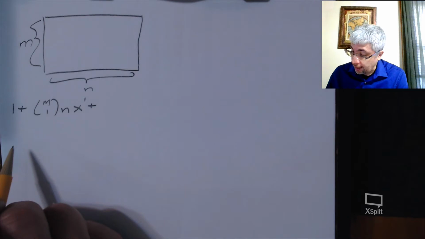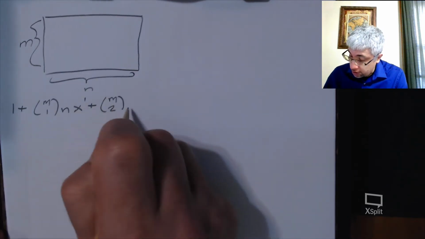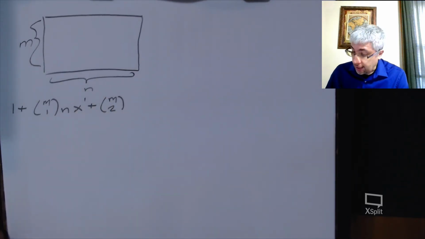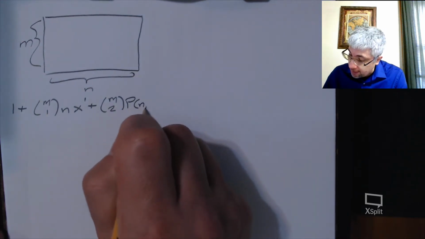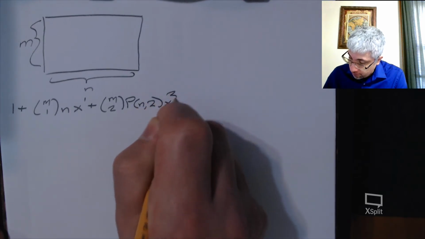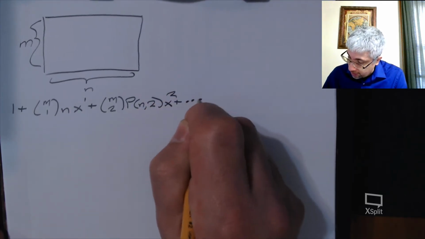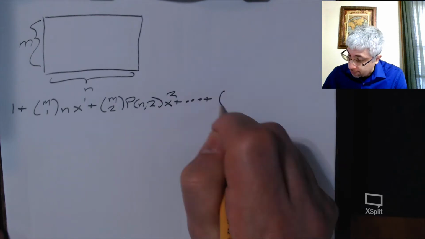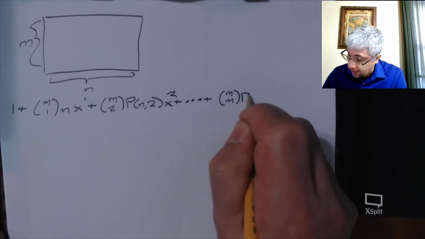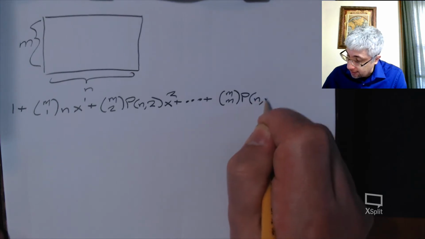Now, suppose I want to place 2. Well, I'm going to choose 2 of the rows, and now I'm going to have n choices for whichever column I pick from the first row, whichever row comes first, and then n minus 1 for the next. So I'm going to have P(n,2). And this is going to go on and on up until eventually when I get to m, I'm going to have m choose m, and I'm going to have P(n,m).